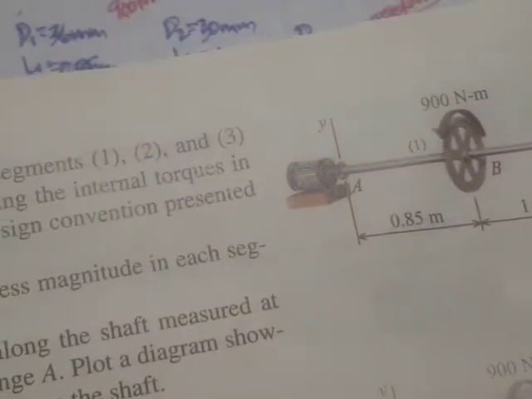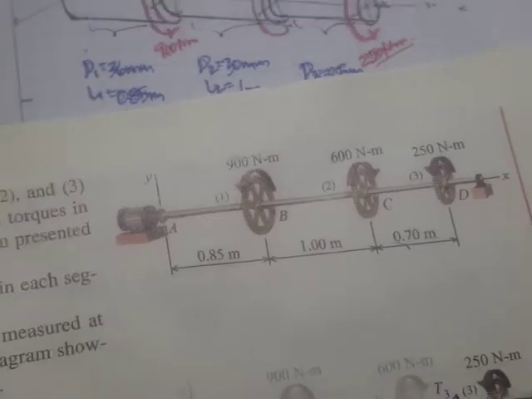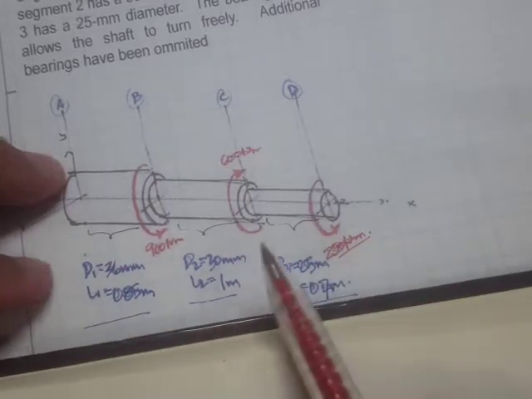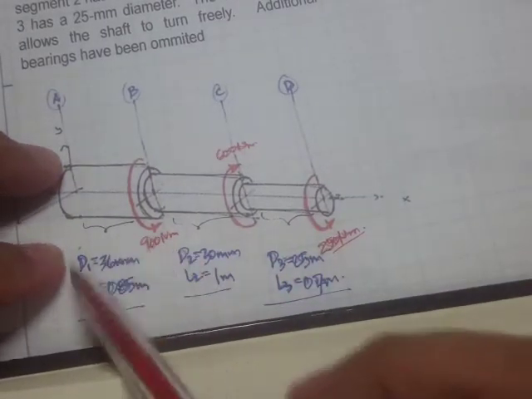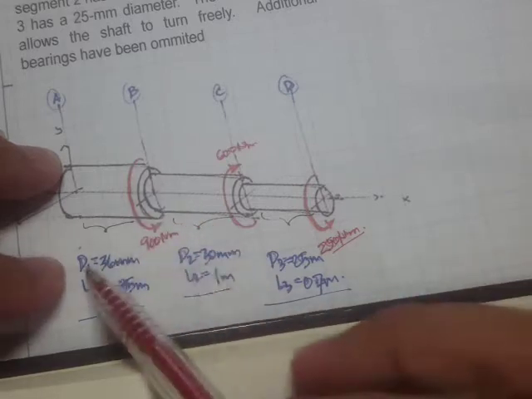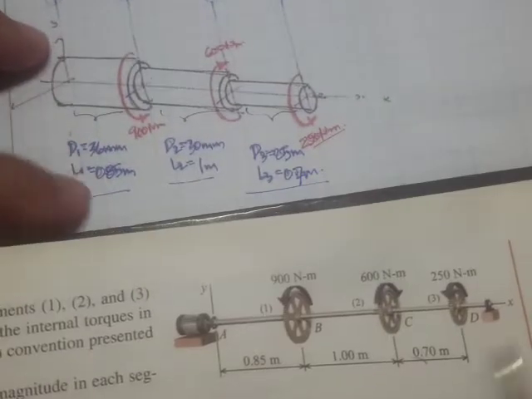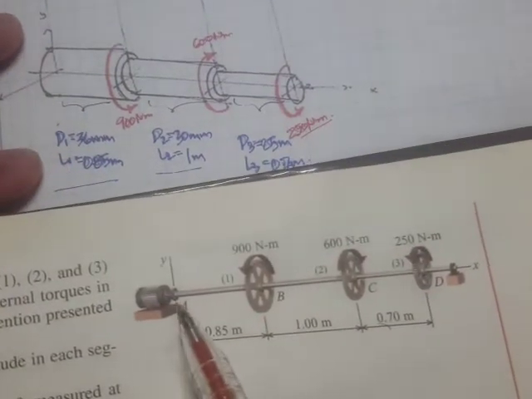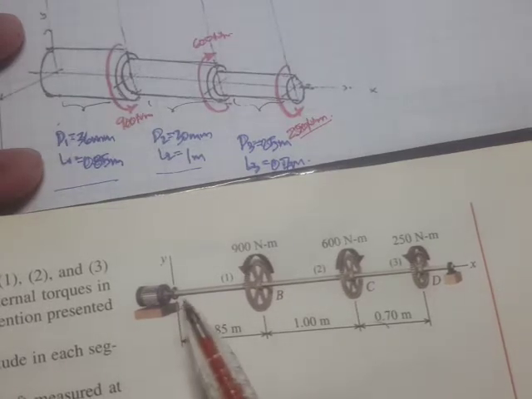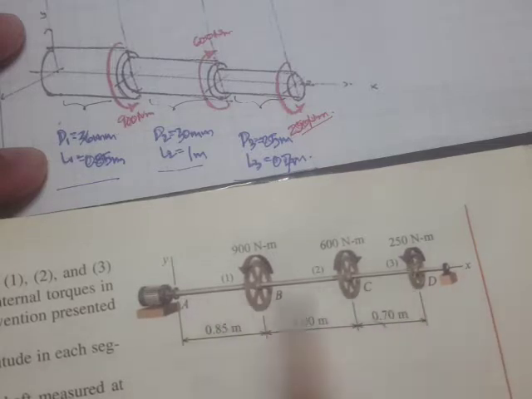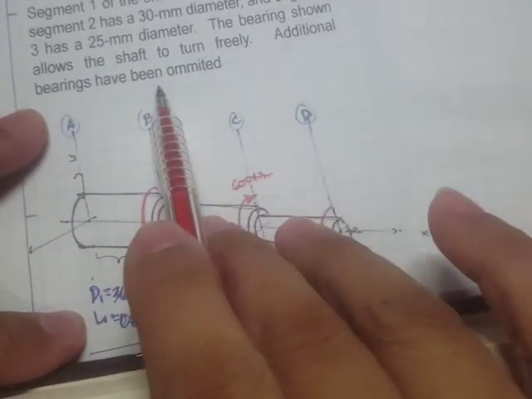By the way, the original figure for this problem is this one. You would notice that I have drawn this differently because I've drawn this with a changing diameter and also the length. But the situation is that right here at point A, it's connected to an electric motor, and right here there's a bearing, and there are also a couple of bearings right here. That's because it says here the bearing shown allows the shaft to turn freely. Additional bearings have been omitted.